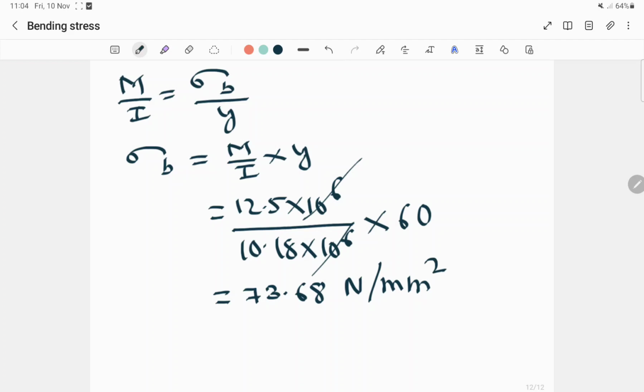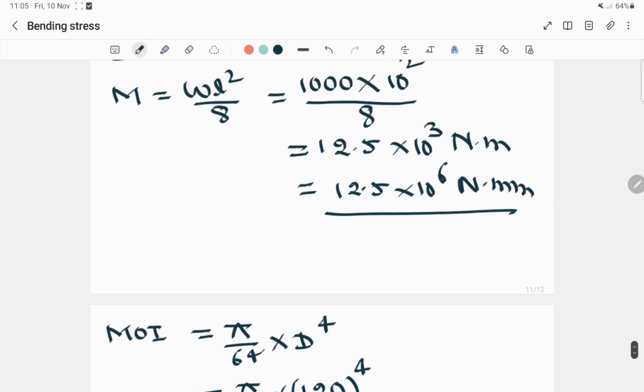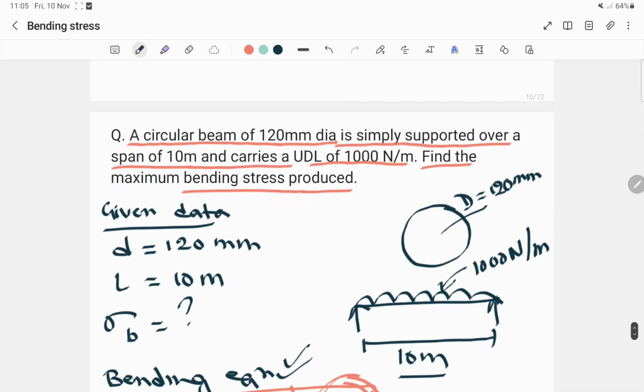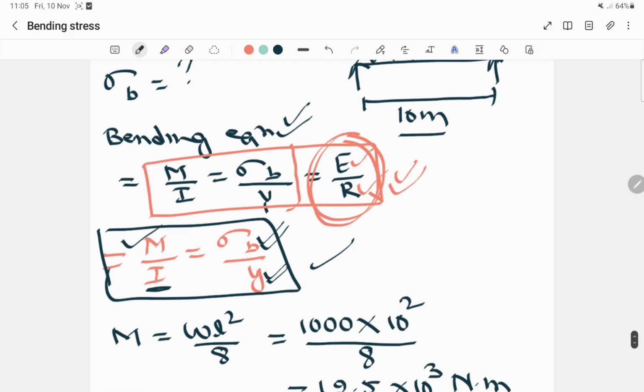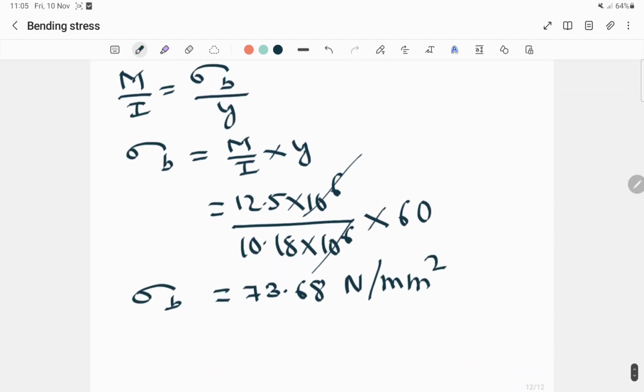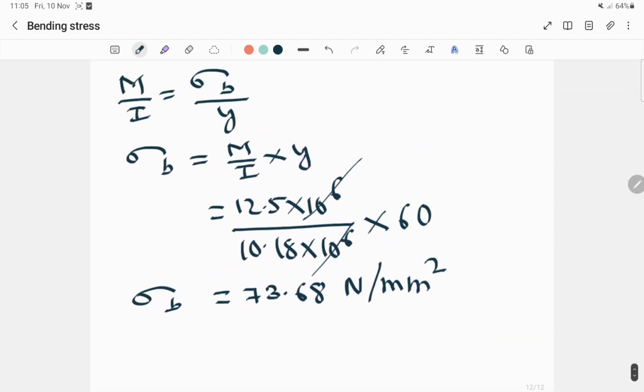In the question it says that we need to find the bending stress produced. So here we got the value for the bending stress produced in the circular beam. So this is our answer.